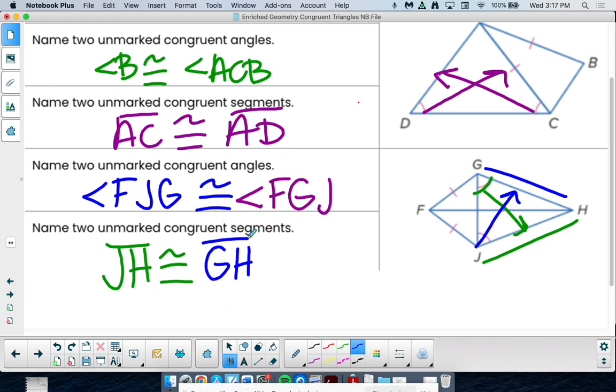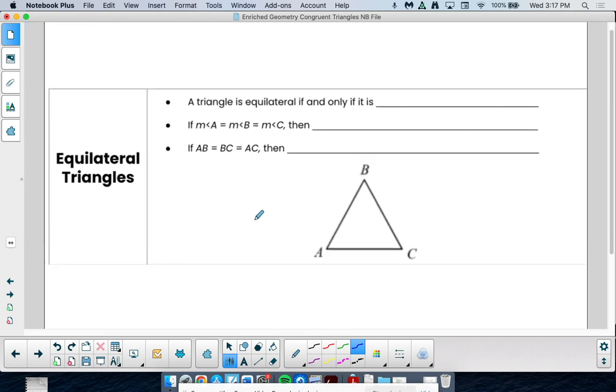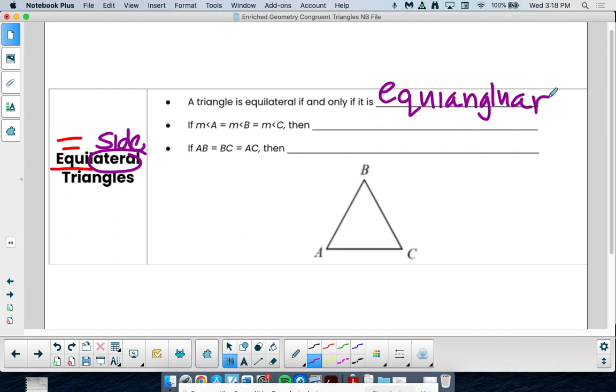Now let's talk about equilateral triangles. So if you broke down the word equilateral, it literally means equal, and then the word lateral means side. Like you know in football, a lateral pass is to the side or behind them. So equal sides. So a triangle is equilateral if and only if it is equiangular, which means equal angles, okay?